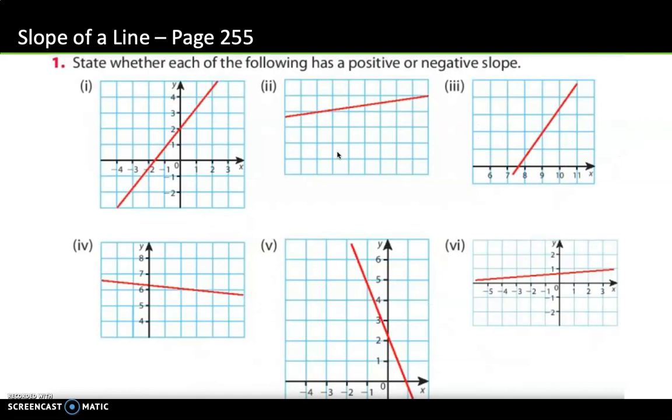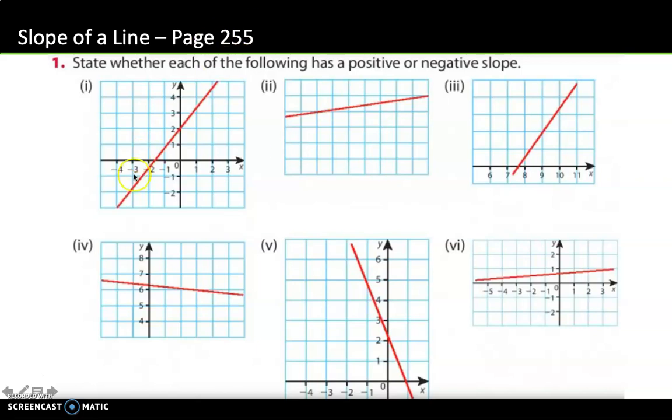Quite simply, we're just going to state whether each of these are positive or negative. So maybe pause the video and decide which is positive and which is negative. That's all you've got to do. If it goes up from left to right, it's positive, and if it goes down from left to right, it's negative. So pause the video and have a go.